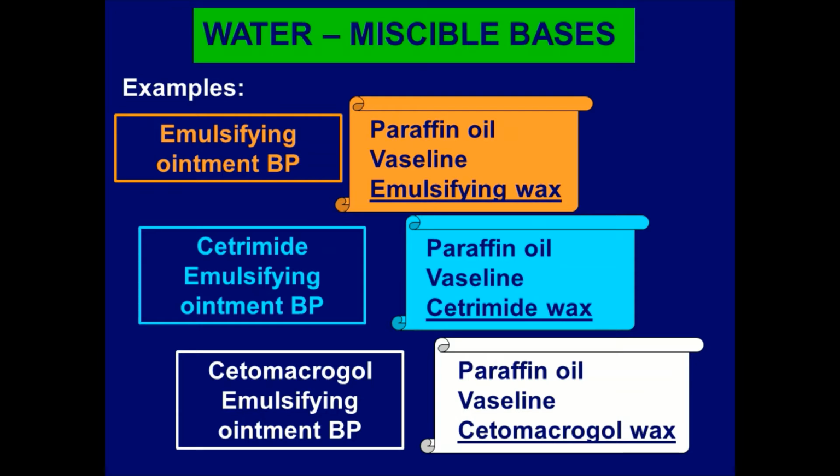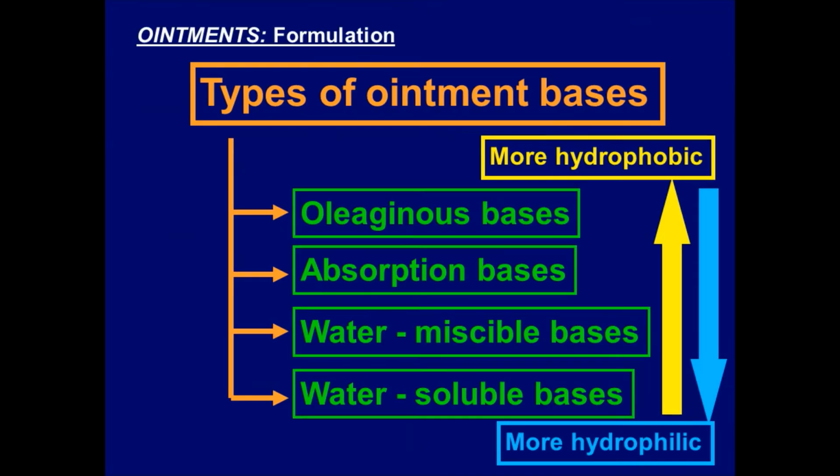These are examples of water-miscible bases: emulsifying ointment, cetrimide emulsifying ointment, and cetomacrogol emulsifying ointment. All of them are composed of an oleaginous part, paraffin oil and Vaseline, used to control the viscosity of the base, and an emulsifying wax, either sodium lauryl sulfate emulsifying wax, cetrimide emulsifying wax, or cetomacrogol emulsifying wax.